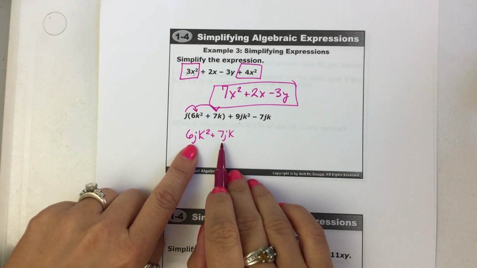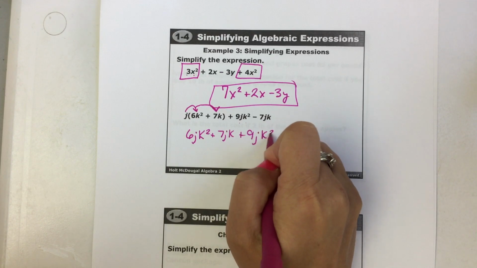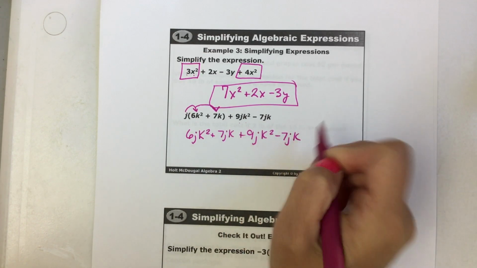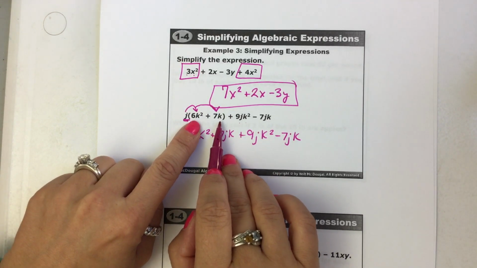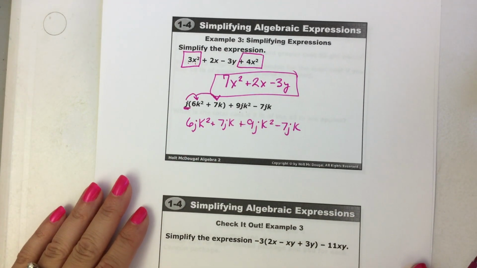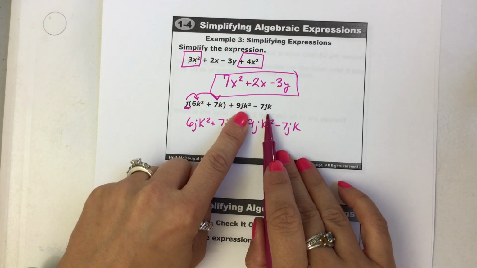The j has to come first because it's first in the alphabet. Plus 9jk squared minus 7jk. Now notice this j only went to these 2 terms. It can only get brought into the terms that are in parentheses. It does not change the terms that were after the parentheses.